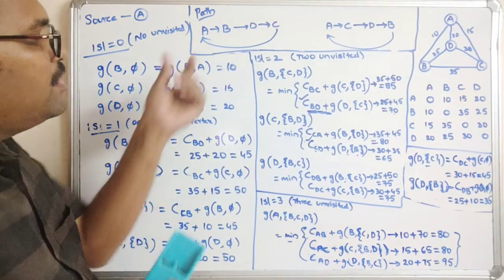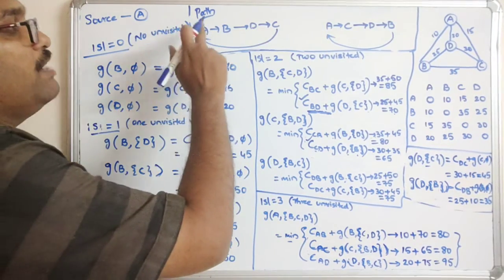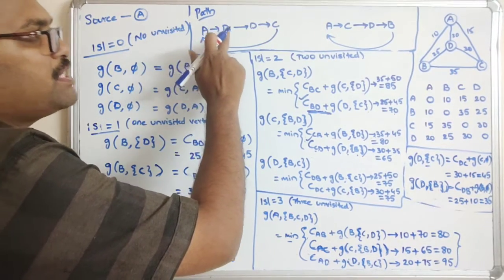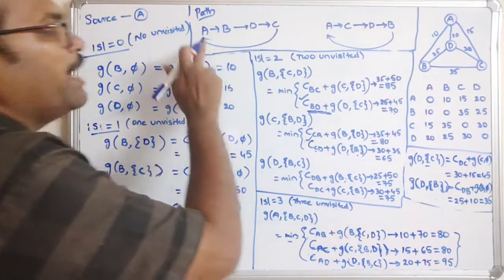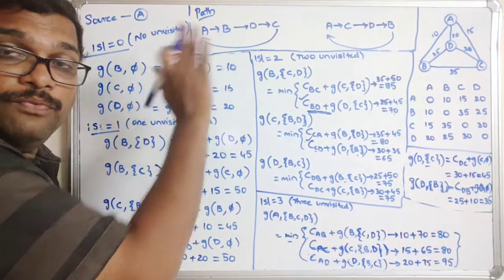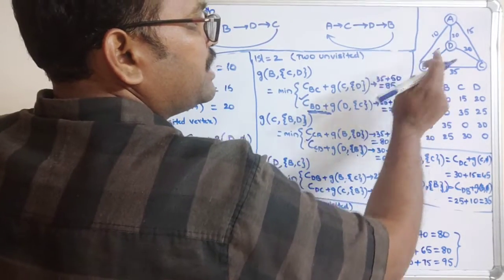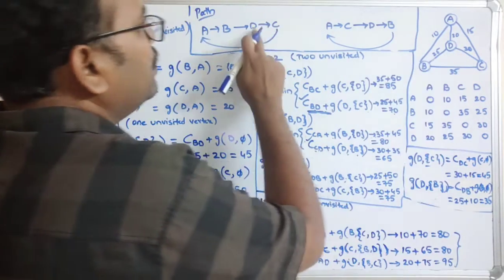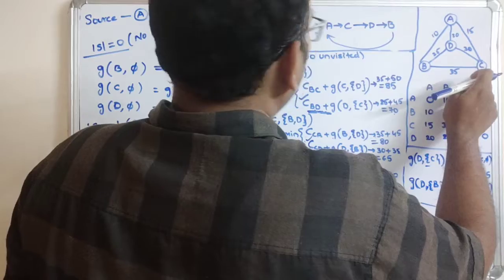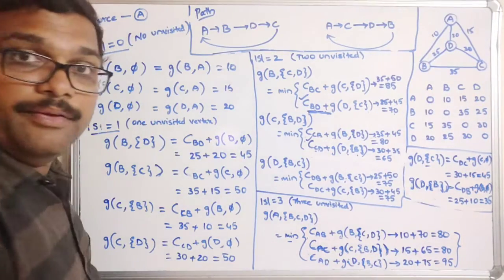So that implies there are two possible paths where starting from A, visiting first vertex as B, next D, followed by C, and come back to A. This is one possible path with a distance of 80. So you can calculate A to B, which is 10, B to D, which is 25, D to C, which is 30, and again C to A, which is 15. Total we will get 80.